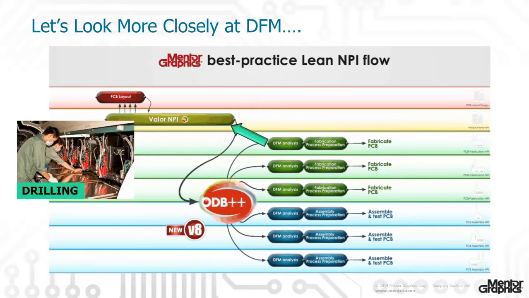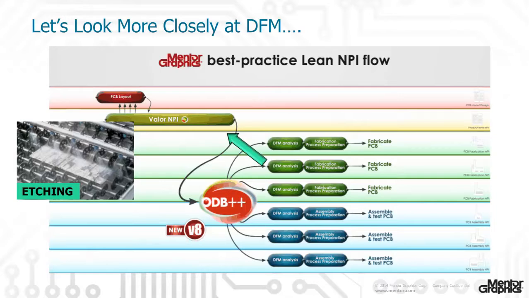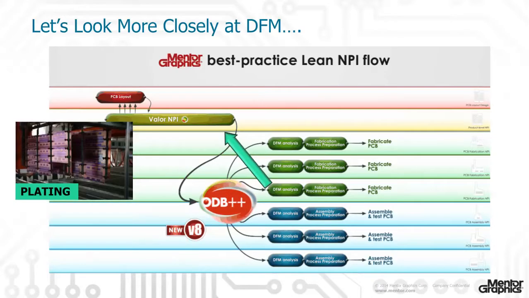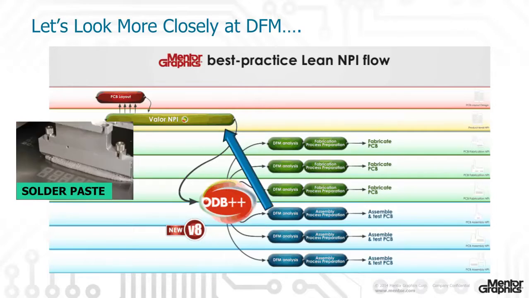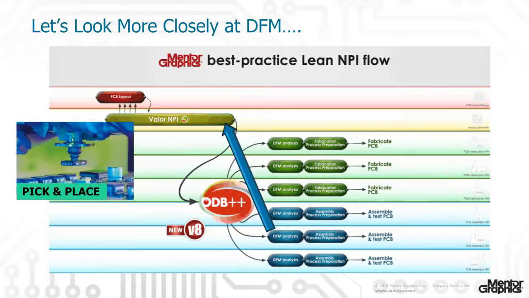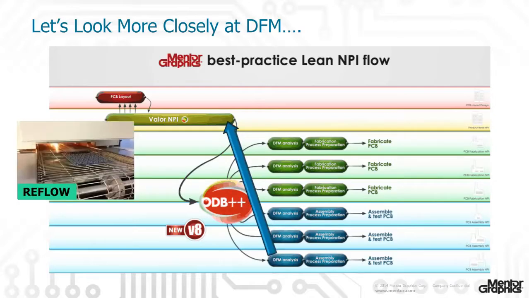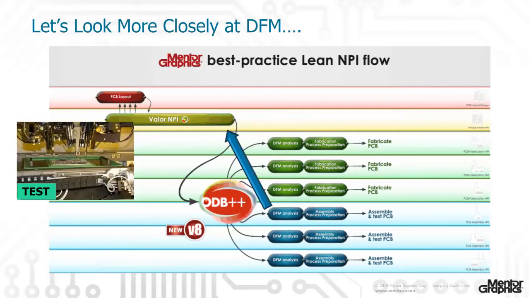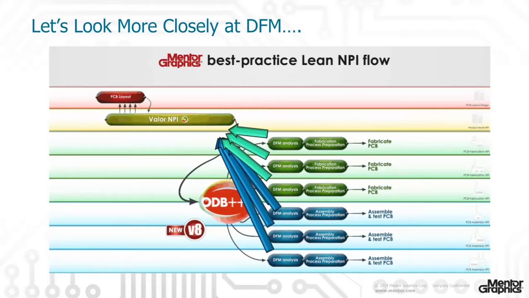Examples of manufacturing processes are, for fabrication, the drilling process, etching, component placement, reflow, and test. There are many additional processes to consider, but when taken together from your prototype and volume manufacturers, you are in a strong position to left shift DFM into your design flow.